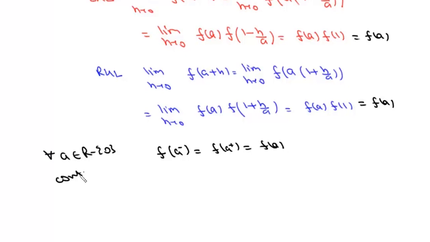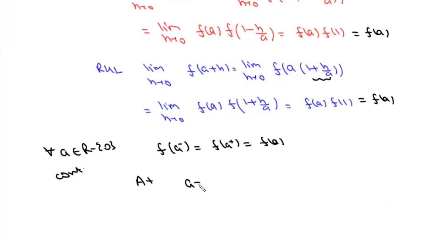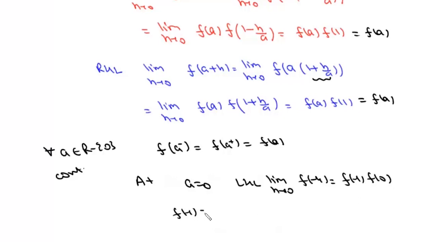Now what will happen at a equals 0? At a equals 0, if we look at its left hand limit, it will be limit h tends to 0, f(minus h), which is f(minus 1) into f(0), and this f(minus 1) may not be equal to 1. So at a equals 0, it may be continuous and it may be discontinuous. So it is not necessarily true.